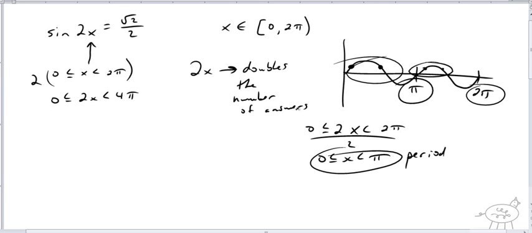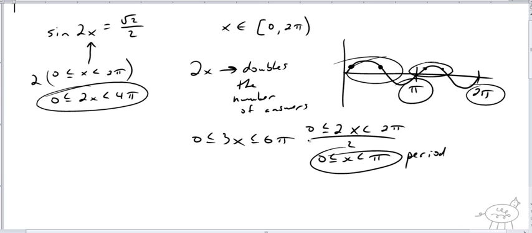Same thing if I have a 3x there. To get to this point you'd multiply everything by 3, and you'd get 3x between 0 and 6 pi. So 3x actually triples the number of answers, 4x quadruples, so it just keeps going up by that magnitude. And what does 1/2 do? We'll talk about that one in a little bit, but I just want to give you a general idea what this looks like.